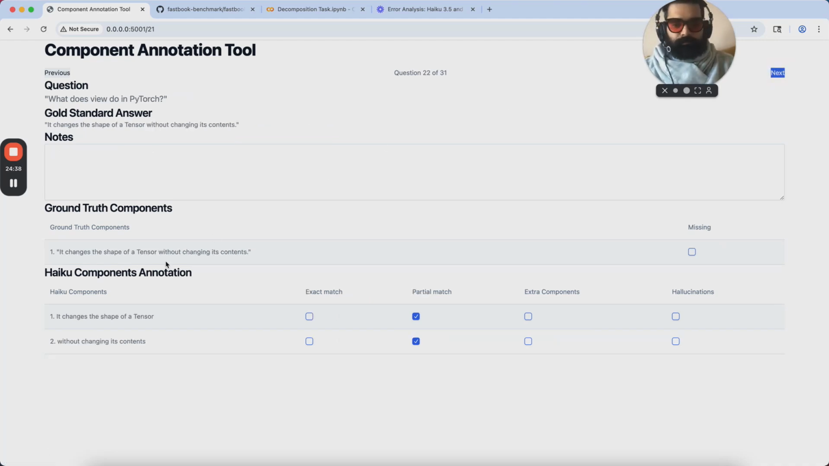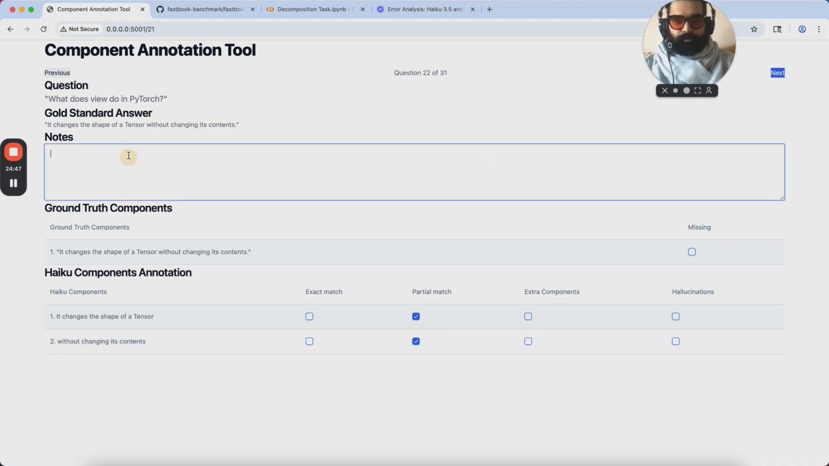Okay. And then here, without changing its contents. So I think Haiku component might not make sense out of context.